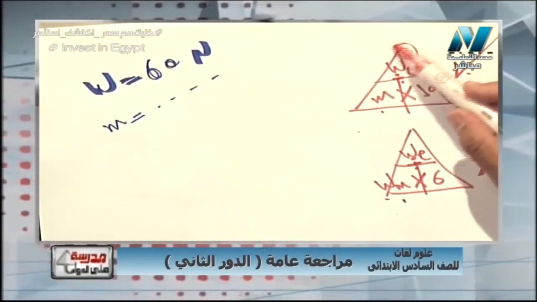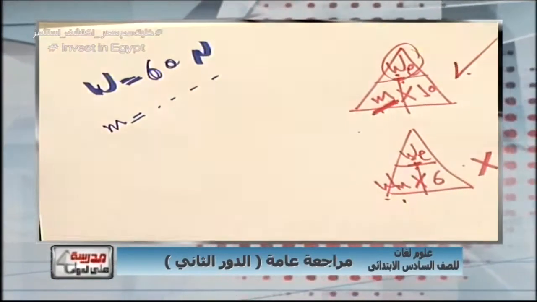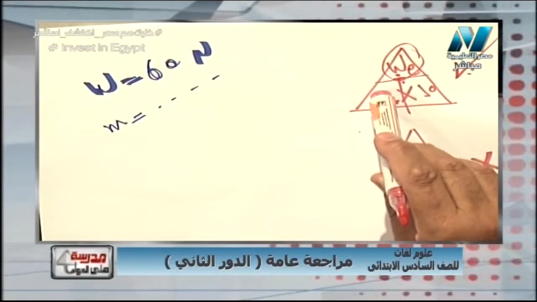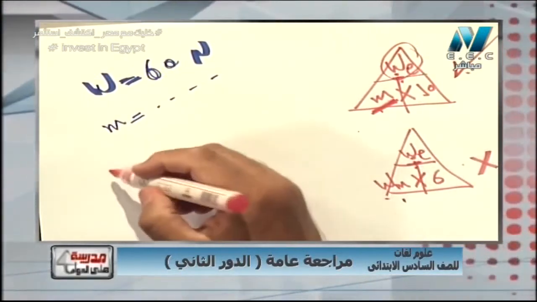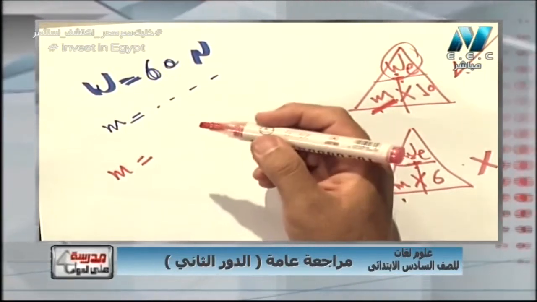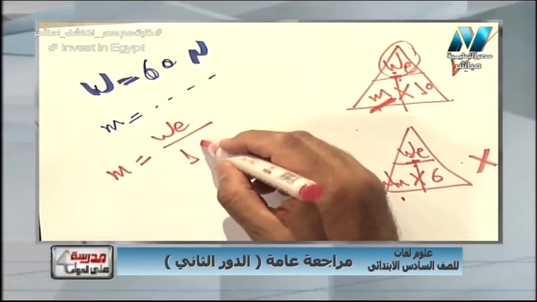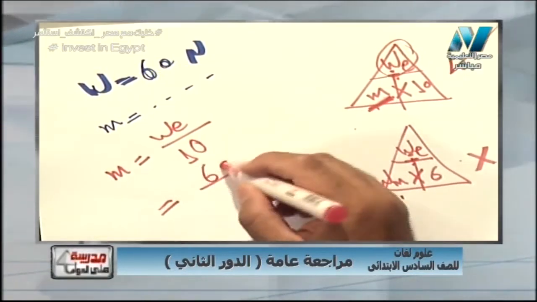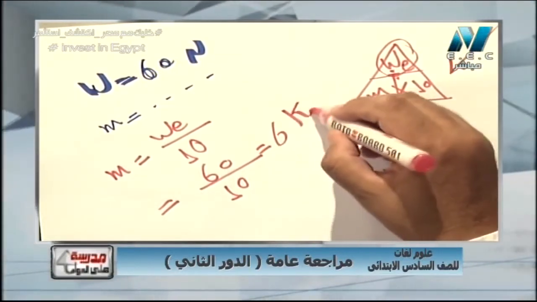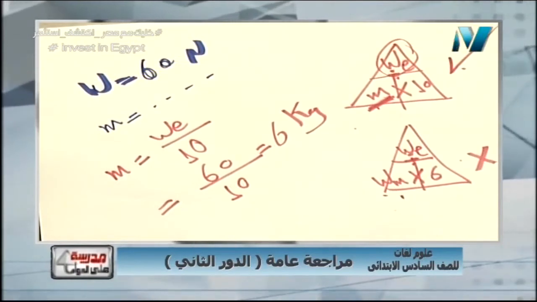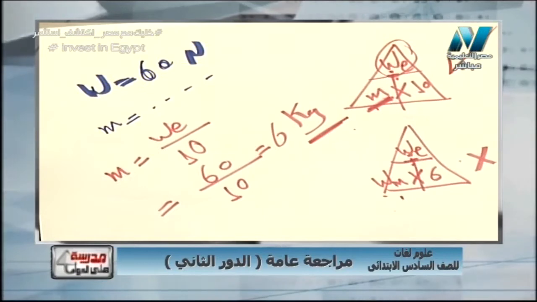I have weight on the earth and I want mass. So I want mass, put your finger on mass. What about mass? Mass equal weight on the earth divide 10. So mass equal weight on the earth divide 10. So it will be 60 divide 10 equal 6 what? 6 kilogram. We must notice that the mass is measured by kilogram.